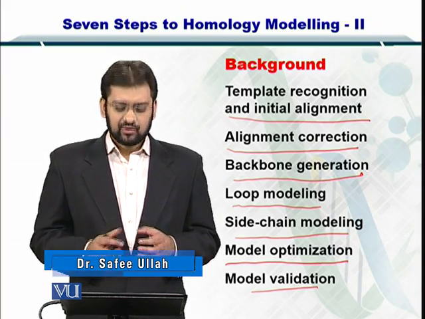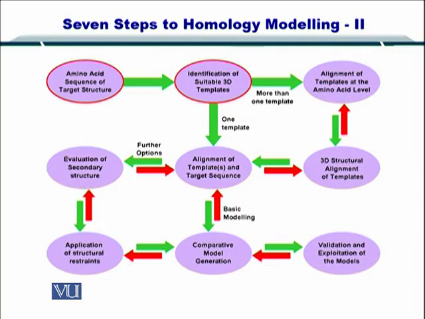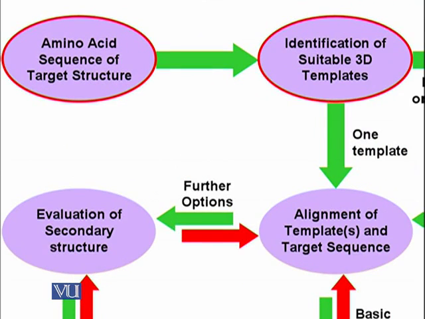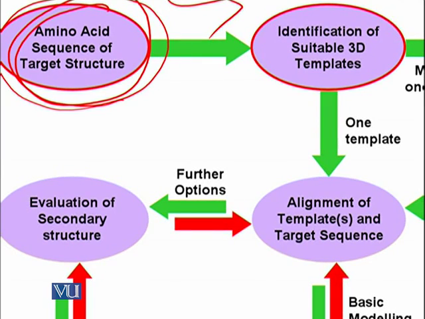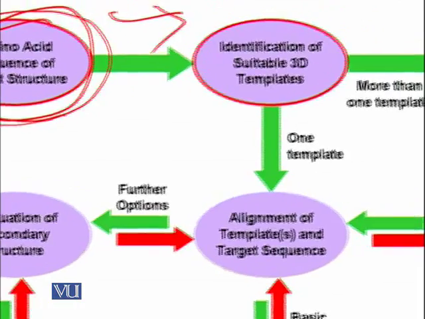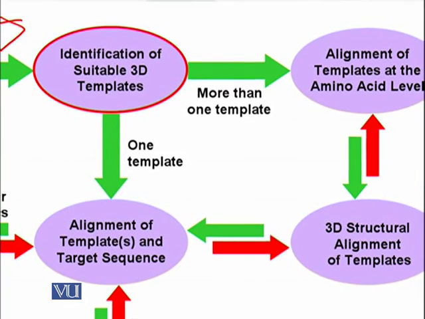So in this module, we're going to look at the first one in detail, that is the template recognition and initial alignment. If you would remember, this was the flowchart for looking at homology modeling as well as ab initio and fold recognition. So we are going to start from here and move towards identification of suitable 3D templates. As you can see, we started from the amino acid sequence of the target structure and we now want to identify suitable 3D templates which could be used for the prediction of the structure.